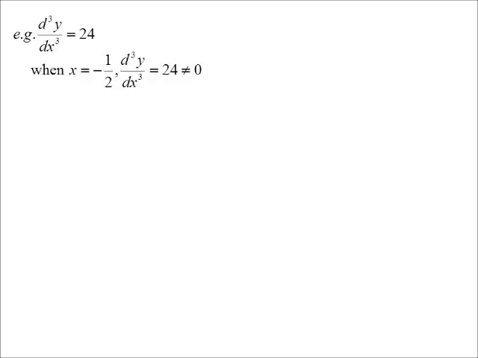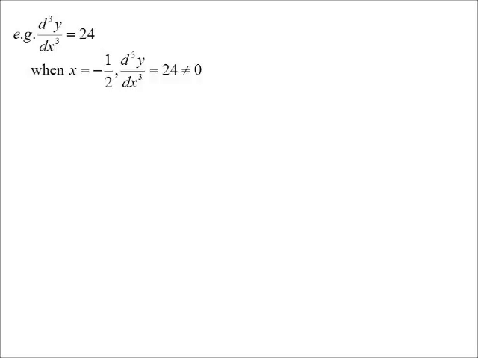Well, at minus a half, the third derivative is 24. Well, that's not equal to zero. Therefore, some change exists, because we're measuring change with the third derivative. We've come up with a value. There is a change in the second derivative. So it must be a point of inflection.